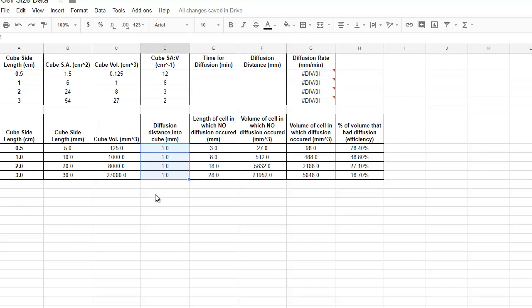But when we look at this, if we assume that there is a standard distance of diffusion that has occurred, you'll notice that as we increase the cube side length, as our cell here increases in side length, the volume just increases exponentially. Of course, actually exponentially, because it's side length to the third power. And so we end up going from 125 all the way up to 27,000.